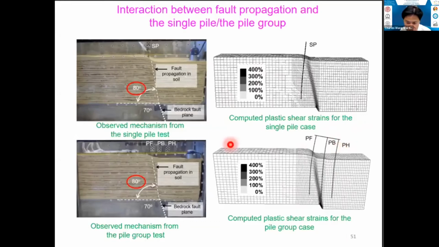One interesting finding is that although the initial fault direction we designed to investigate was 70 degrees, the fault propagation is actually deflected to 80 degrees, and we suspect it's due to the dilatancy of the sand.